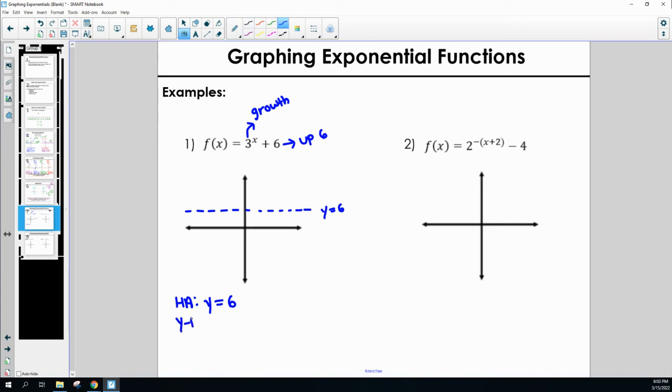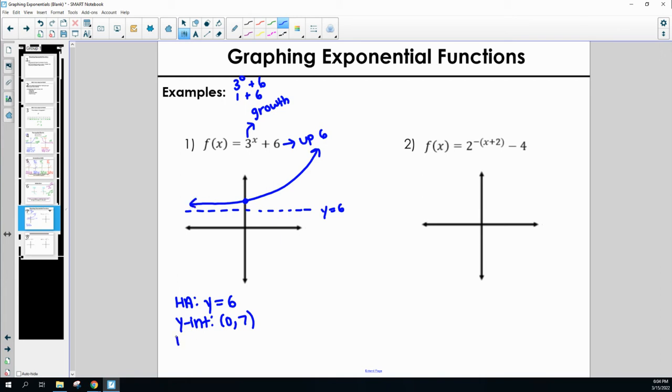To find the y-intercept, I'm going to plug in 0 for x. So if I plug in 0 for x, I'm going to get 3 to the 0 plus 6. So 3 to the 0 is 1. 1 plus 6 is going to give me 7. So I have a y-intercept of (0, 7). I know that 7 is above 6, so I'm just going to put the dot here. Okay, so now I'm just going to sketch this. It's a growth function. That means it's going to go from low to high. So my graph is going to look something like this.